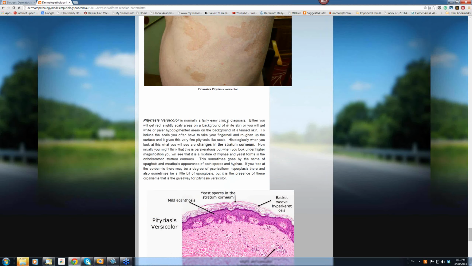So generally, I find that a fairly easy clinical diagnosis, and it's rare for me to actually biopsy these. But remember, you'll get a red, slightly scaly area in white skin. But if you've got tanned skin, your Pityriasis versicolor will present as pale hypopigmented areas, with the normal skin being the tanned skin. We see that a lot in this part of Queensland where we practice. As I said there, take your fingernail, roughen up the surface so you can see that fine Pityriasis or bran-like scale. And all these changes are going to be in the stratum corneum when you see that.